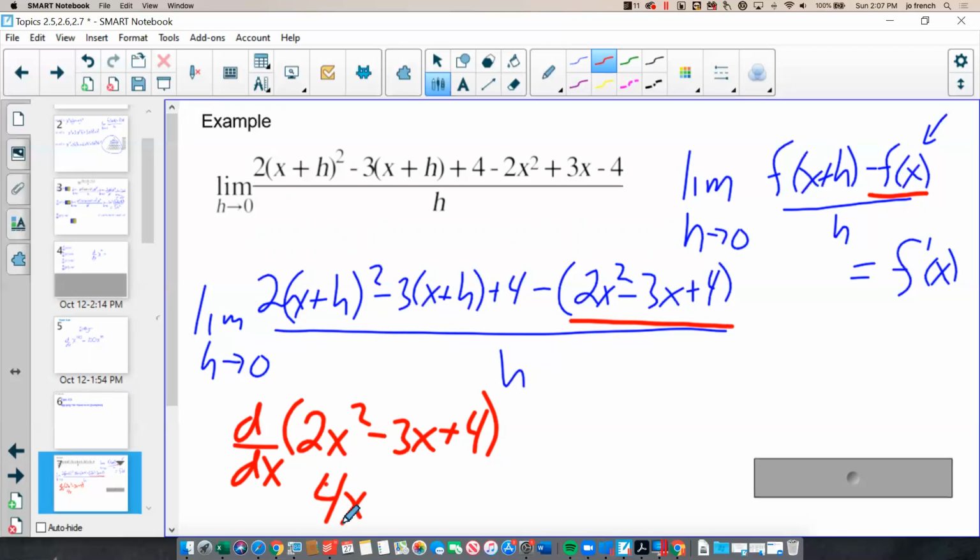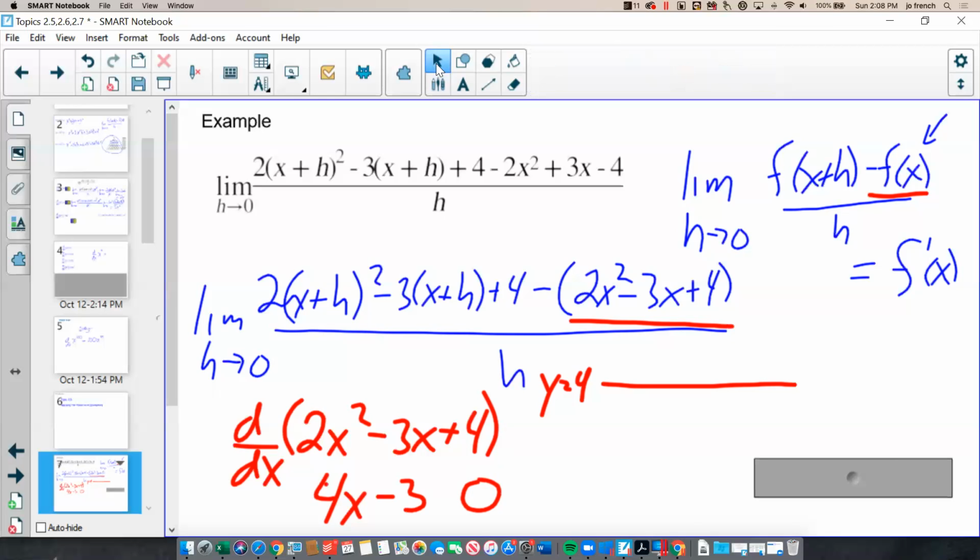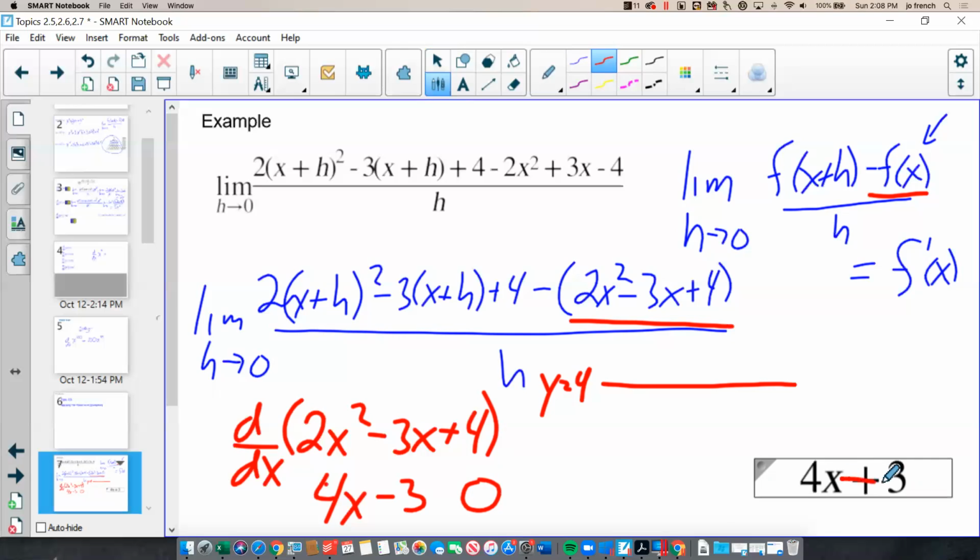And the derivative of negative 3x, well, that's the derivative of a line whose slope is negative 3. And then we have a 4. The derivative of 4, y equals 4, is a horizontal line at y equals 4. The slope there, our rate of change, it's not changing. It's not going up. It's not going down. So that would just be 0. So my derivative, or the answer to this limit question, is just 4x minus 3. Sorry about that. That should be a minus.